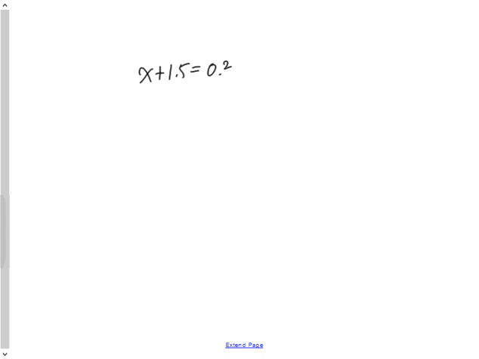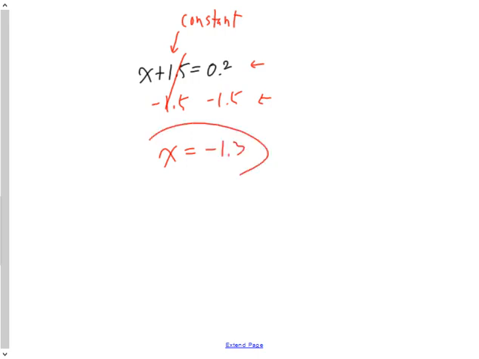Our next question, our constant this time, or our plus minus value, is a decimal, but it's still our constant. So in order to get rid of it, I'm going to subtract 1.5 from both sides. Now here we have 0.2 positives and negative 1.5 negatives. Which do I have more? If I have more negatives, how many more? I have negative 1.3 more. X equals negative 1.3.